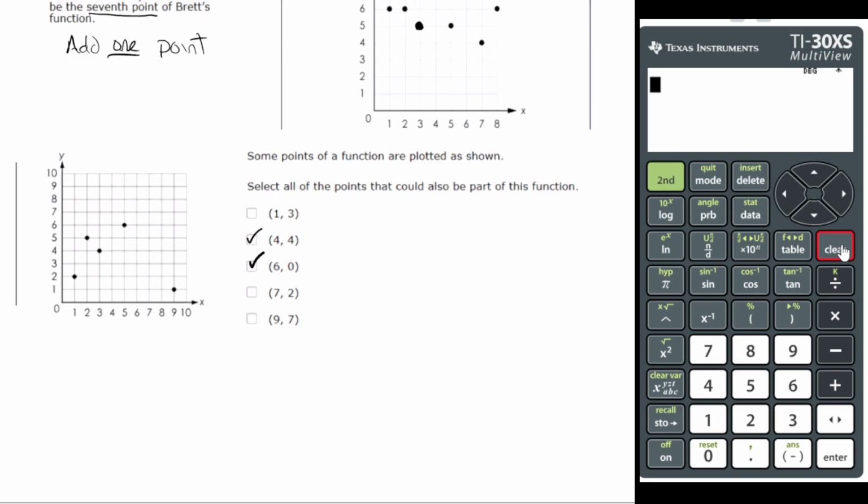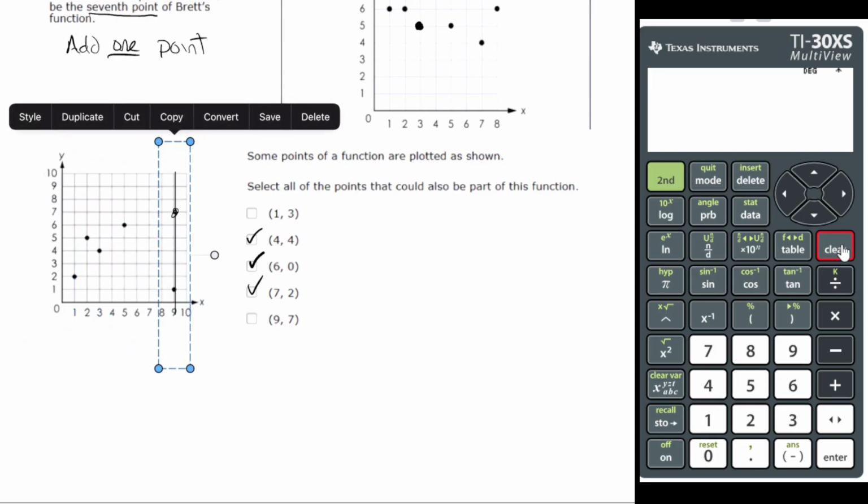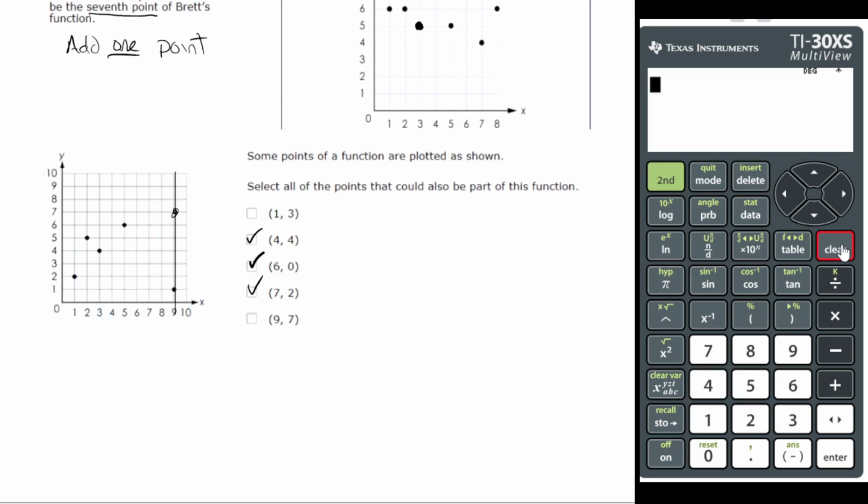7 2. Right 7, up 2. No other dots in this column. That's good. 9 7. Right 9, up 7. Uh-oh. When you go to get your vertical line, it's touching 2 points. So that doesn't work. So it is just these 3 points. Everything that makes it so that you don't have 2 points in the same column.